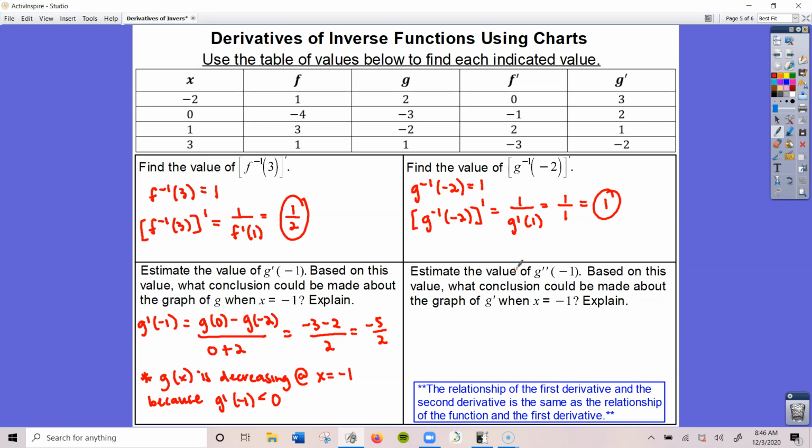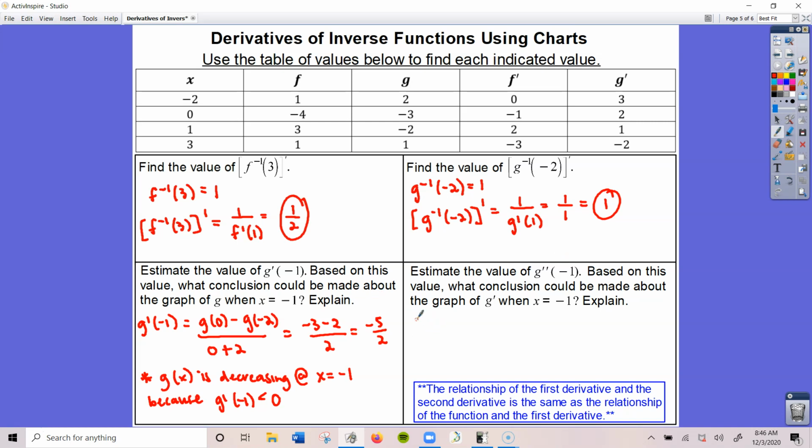Now we're going to estimate the value of g double prime of negative 1. Based on this value, what conclusion can be made about the graph of g prime when x is negative 1? So there is such a thing as higher order derivatives, and we have the first derivative and the second derivative. So the derivative of a function tells you whether it's increasing or decreasing. So if I'm finding the second derivative and I want to know about the first derivative, it's the same relationship. So the second derivative tells me if the first derivative is increasing or decreasing.